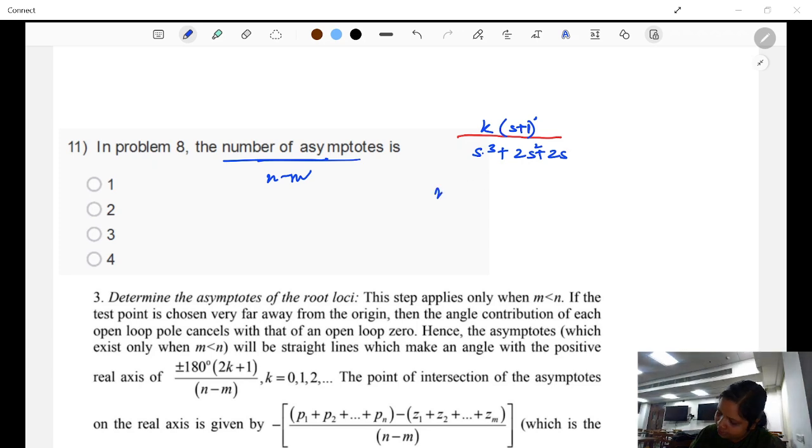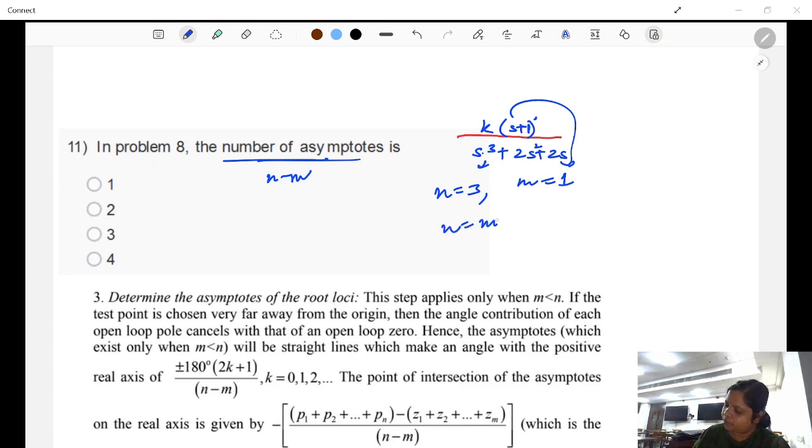So that is why we are having this asymptote thing here. So what is your n here? Is it 3? What is your m here? It is 1, because 3 from here and 1 from here. Then what is the number of asymptotes? It's n minus m, which is equal to 2. So 2 is your answer. Okay, these are the number of asymptotes.